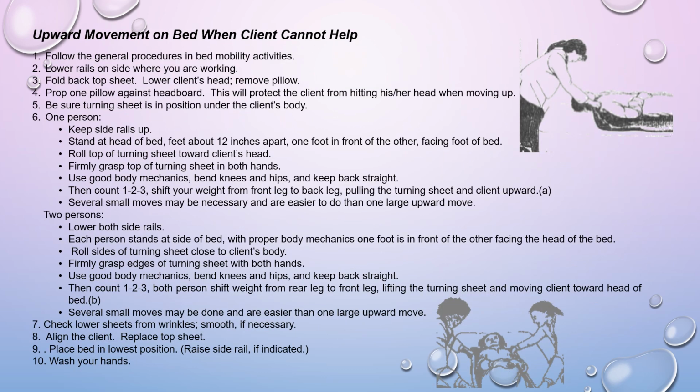So we'll proceed. Upward movement on bed when client cannot help. One, still, you have to follow general procedures in the bed. And then, in bed mobility, lower rails on side of where you are working. Fold back top sheet, lower client's head and remove pillows. Prop one pillow against headboard, the same pa rin. This is to protect the clients from hitting head when you're going to move him up. Be sure turning sheets is on position under the client's body.